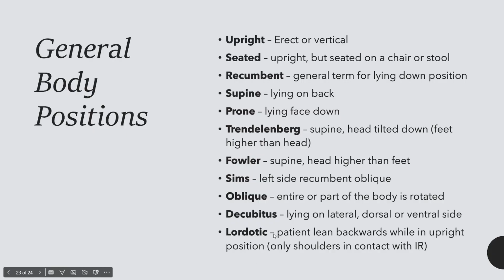And then lordotic, the patient is going to lean backward while in an upright position. So they're going to accentuate that curve in their lower back, also known as the lordosis. So in this case, only their shoulders are in contact with the imaging receptor. I know a lot of this is wordy right now, but as we see these in practice, it'll make a lot more sense.